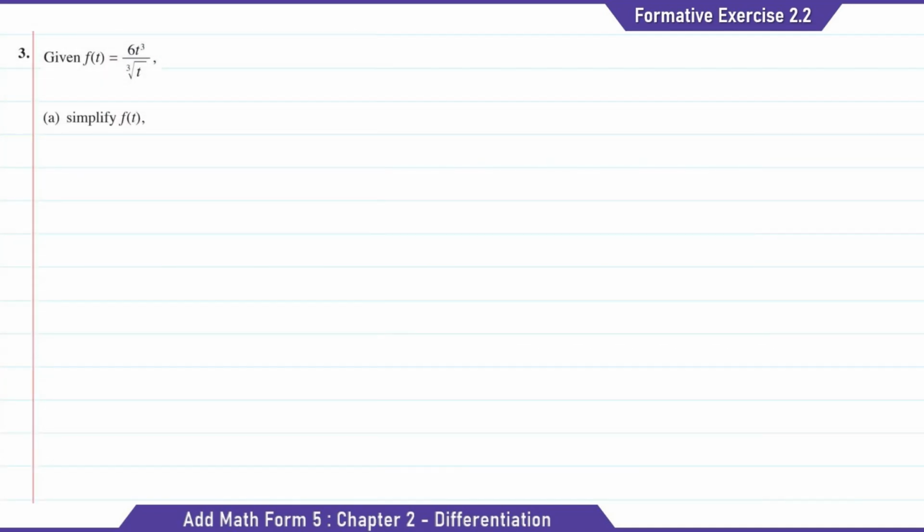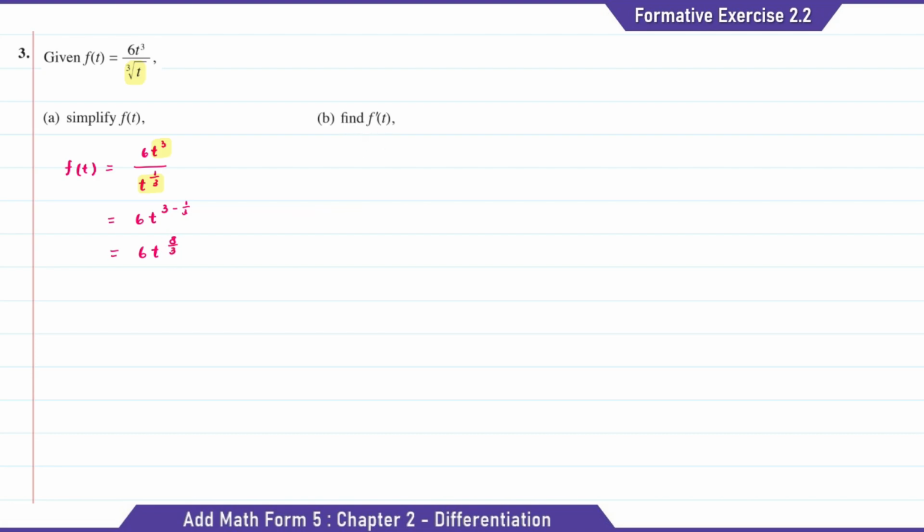Question number 3. Given f of t equal to 6t cubed over cube root of t. A. Simplify f of t. For the part cube root of t, I can write this as t to the power of 1 over 3. Now, using the indices law, I can write this as 6t to the power of 3 minus 1 over 3. So the answer of this is 6t to the power of 8 over 3.